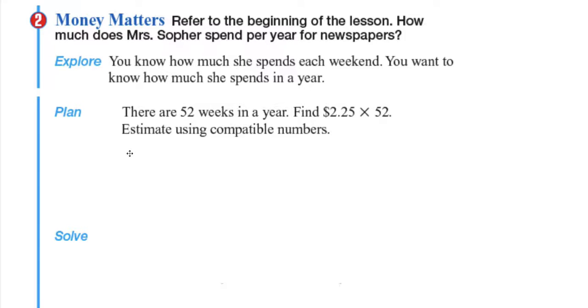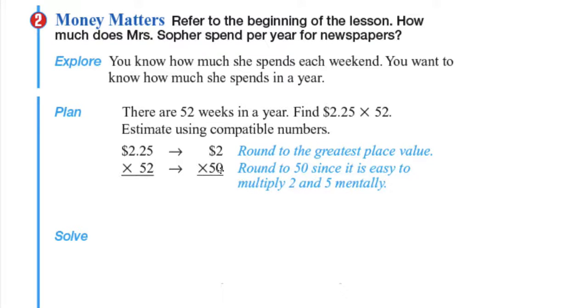Again, compatible numbers are numbers that go together. So $2.25 rounds to $2, rounding to the greatest place value position, which is the ones place. Then we multiply it by 52, and round it again to the greatest place value position. Round to 50, since it's easy to multiply 2 and 5 mentally, and we know that 2 times 5 is 10. Just add a 0, it becomes 100. So our estimate is close to 100.